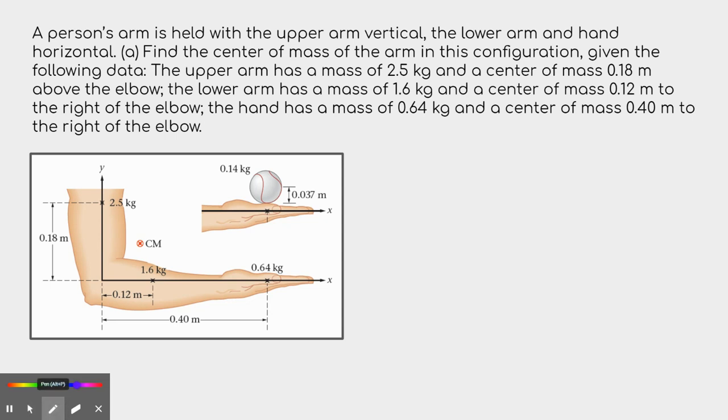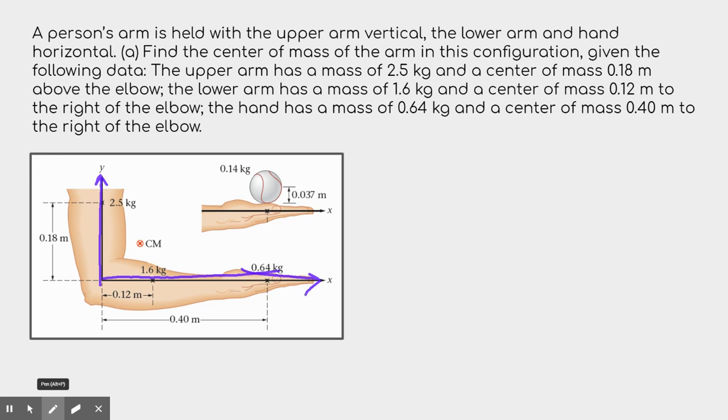That brings us towards the end. We're going to look at a center of mass problem. And I've included this diagram because there's a lot of information given to you in the problem. We see that the upper arm is vertical, and we set our coordinate system to make the most sense. The lower arm and the hand are both horizontal. So the hand and the lower arm are going to be in the X direction, and the upper arm is in the Y direction.